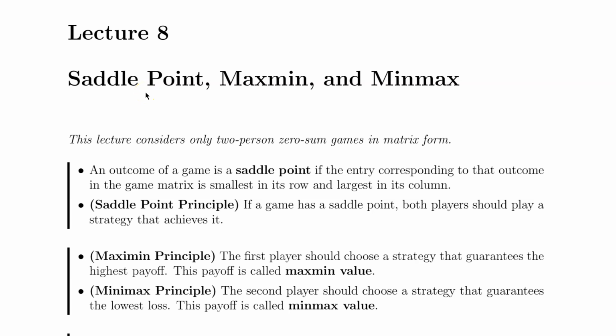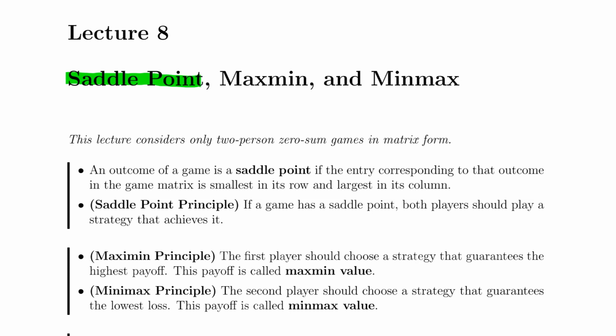In this lecture, we're going to talk about three new things: saddle point, max-min, and min-max. But let me first mention that the content of this lecture only applies to two-person zero-sum games in matrix form. So let's now talk about the first new word, which is the saddle point.